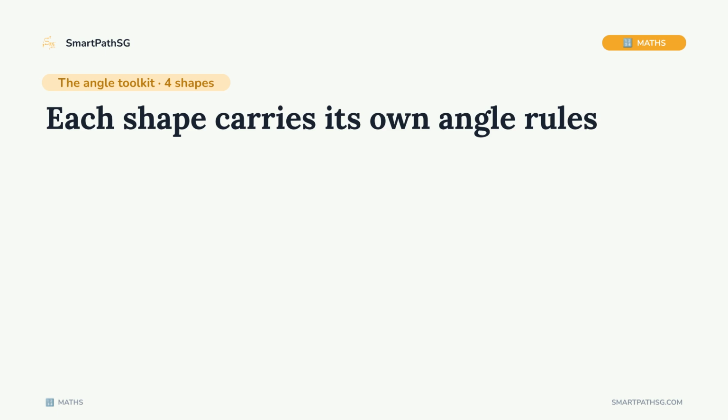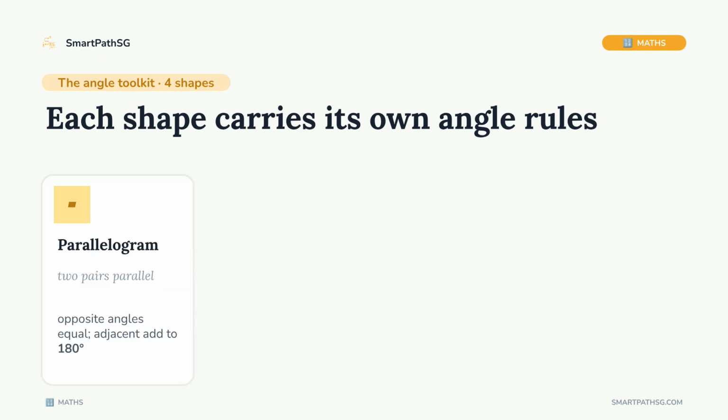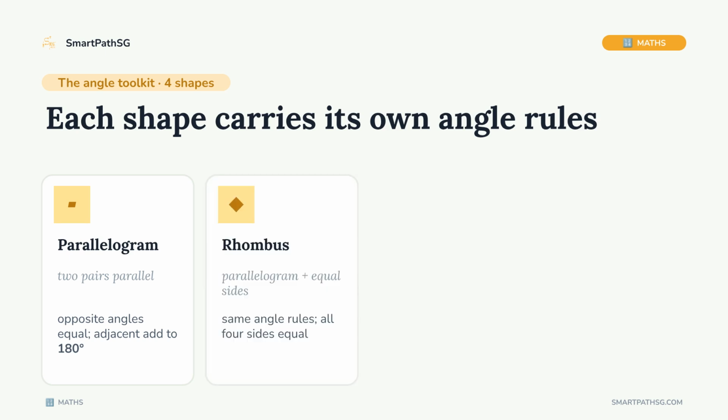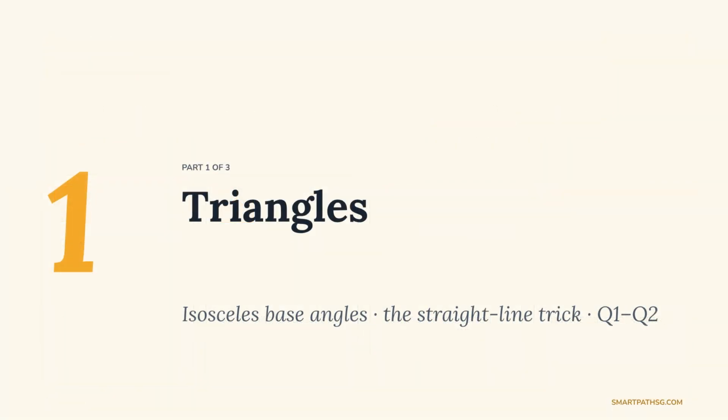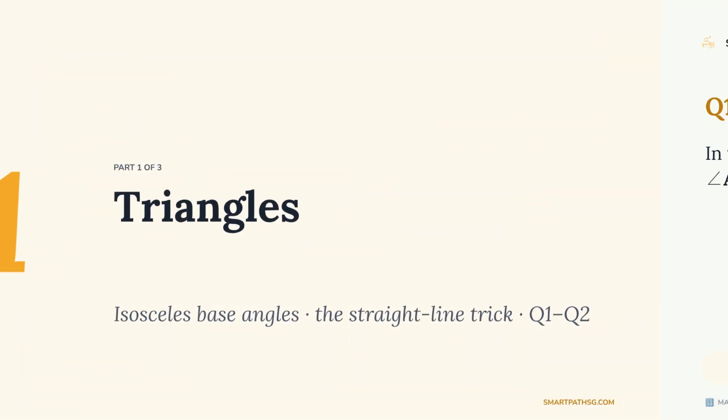Now the 4 most commonly tested shapes. In a parallelogram, opposite angles are equal and adjacent angles add to 180. A rhombus is a special parallelogram. It has 4 equal sides. A trapezium has 1 pair of parallel sides, and the angles on the same slanted side add to 180. And an isosceles triangle has equal base angles. That's your angles toolkit. Let's start with 2 questions about triangles.